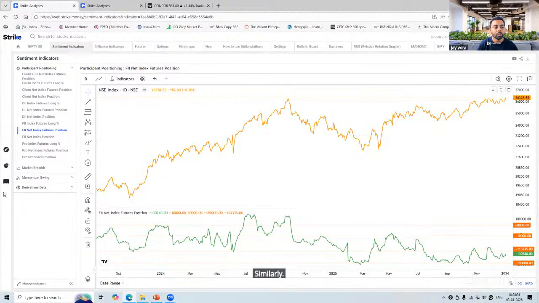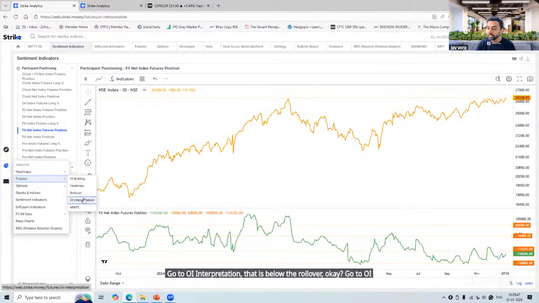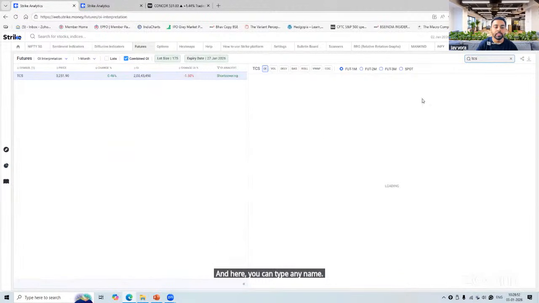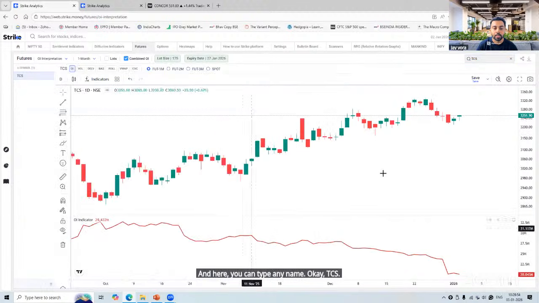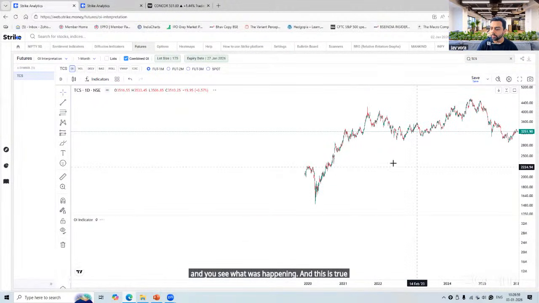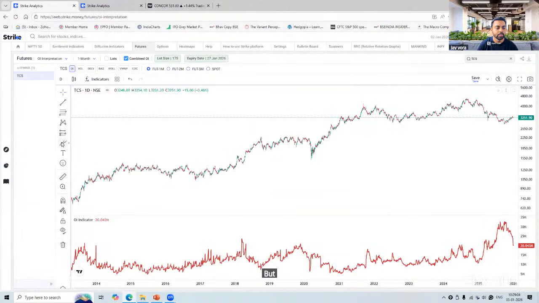Similarly, if you want to see the price action happening every day along with the open interest, what you have to do is go to futures, go to OI interpretation, that is below the rollover. Okay, go to OI interpretation, and here you can type any name. Okay, TCS, and you see what was happening. And this is true for all the IT stocks, by the way, not just TCS.